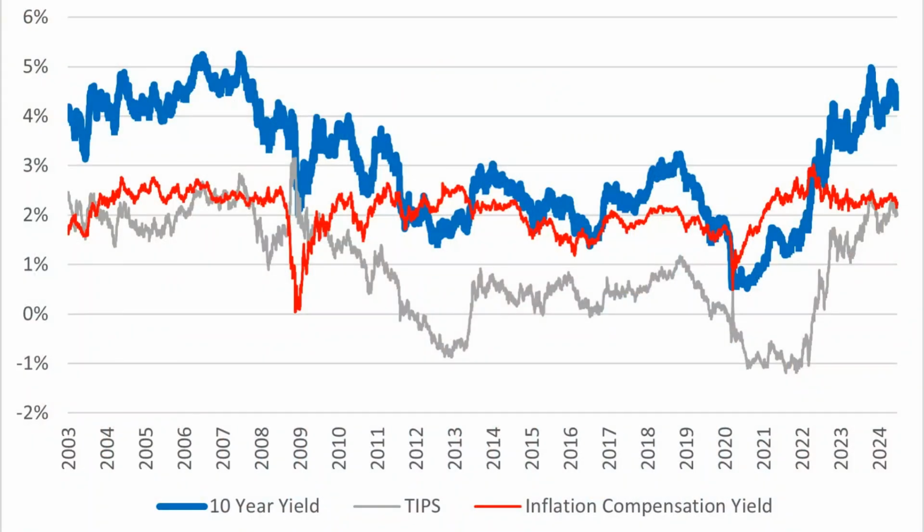Now, as you know, a U.S. Treasury note is a debt security which is issued by the U.S. Treasury to finance the U.S. government. So the yield on this bond reflects the return that investors demand for lending money to the U.S. government for 10 years. This yield is composed of two main parts, an inflation compensation yield and the real yield. Let's break both of these down.